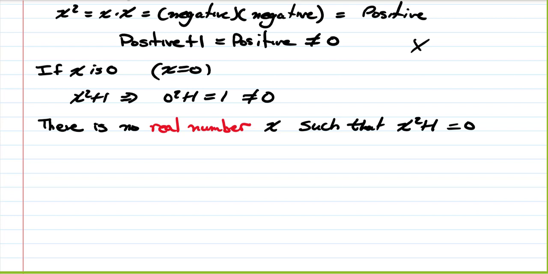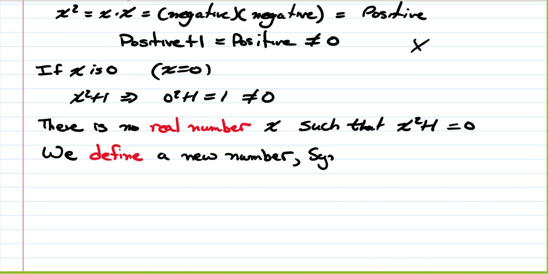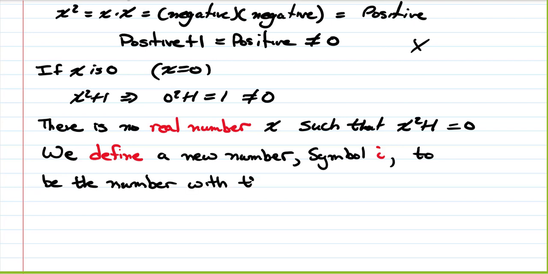We need to expand our number system. So when we do so, we are going to define, and this is a definition, a new number, and it's going to have the symbol i, and we write it as a lowercase i, to be the number with the property that i squared is equal to -1.